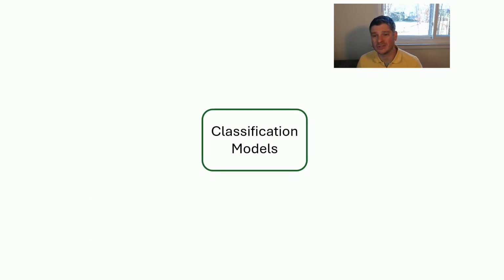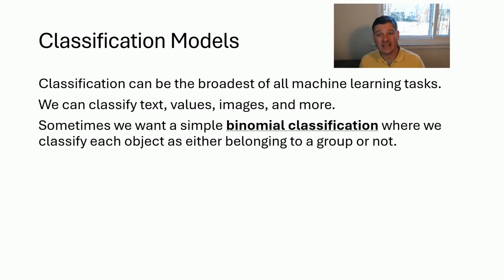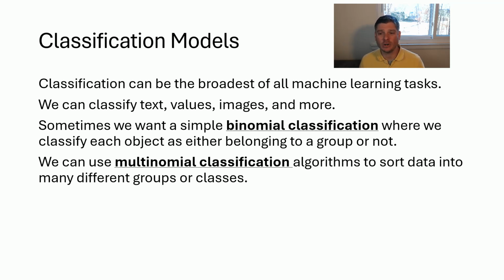With our classification models, there's lots of different types of questions, so classification is really broad, because we might want to classify text, or we might want to classify values or images, or really anything we can kind of imagine. And so with classification, we need to also determine, well, am I trying to classify something as a binomial, either it belongs or not, true or false, success or failure, yes or no? Or is it more of a multinomial classification system, where I want to sort the data into different groups or classes that are bigger than just yes or no? For example, with image recognition, is it a cat, a dog, or a bird? We have multiple categories that I want to try to classify that image as.